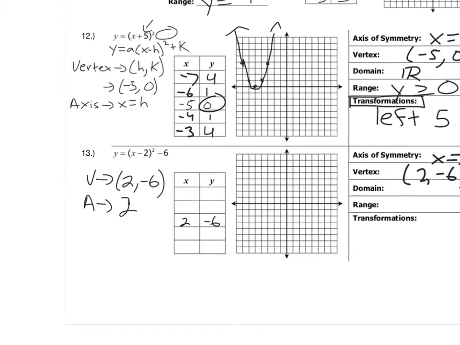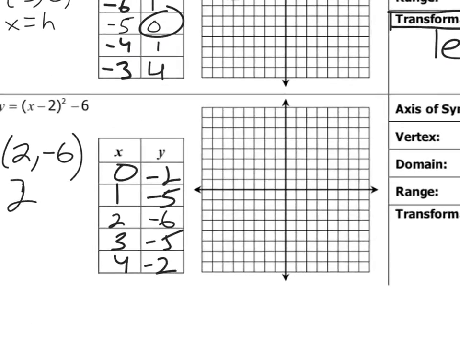All right. Then we would just fill out this table. So I'm going to put 1 here, 0 here, and I'm going to put 3 here and 4 here, and we'll just compute this. So at 0, we'd be at -2. At 1, we'd be at -5. At 3, we'd be at -5, and at 4, we'd be at -2. Okay. Then we would go ahead and plot this on our coordinate plane.